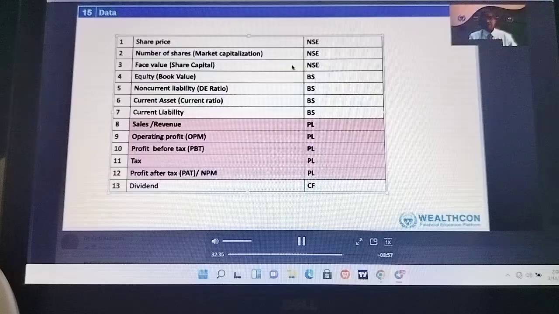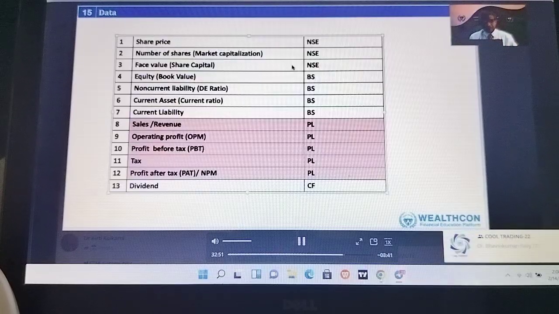The question is, as an investor, is it important to see NPM or OPM? First, NPM is number one, and secondly you see the OPM as well. Why OPM? Sometimes in a capital intensive business there is a lot of depreciation, so net profit might be less, but operating profit will be good.